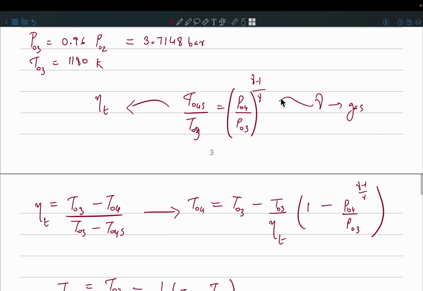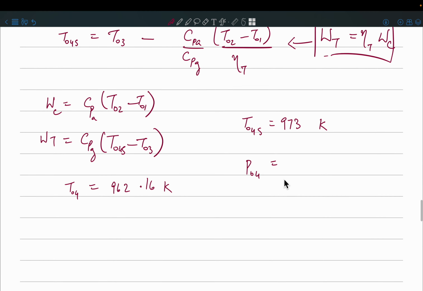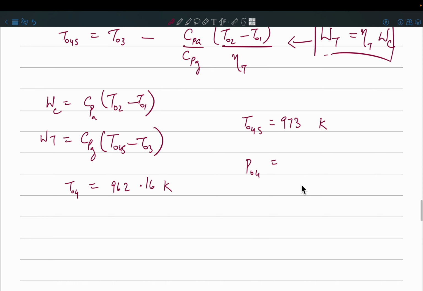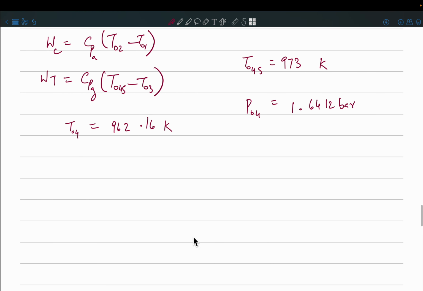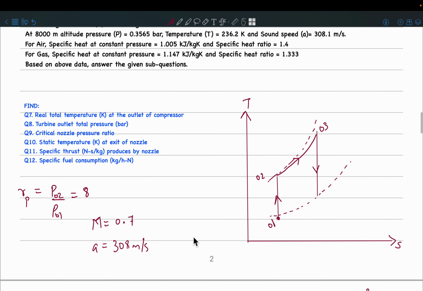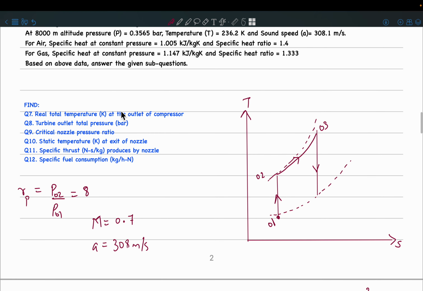Okay, so P naught 4 value is 1.6412 bar. Okay, then I think we have done most of the things they have asked. They asked us to calculate the total temperature at the outlet of the compressor, which is what? T naught 2. Then the turbine outlet total pressure, which was P naught 4. That's done. Okay, then we have to calculate the critical nozzle pressure ratio.